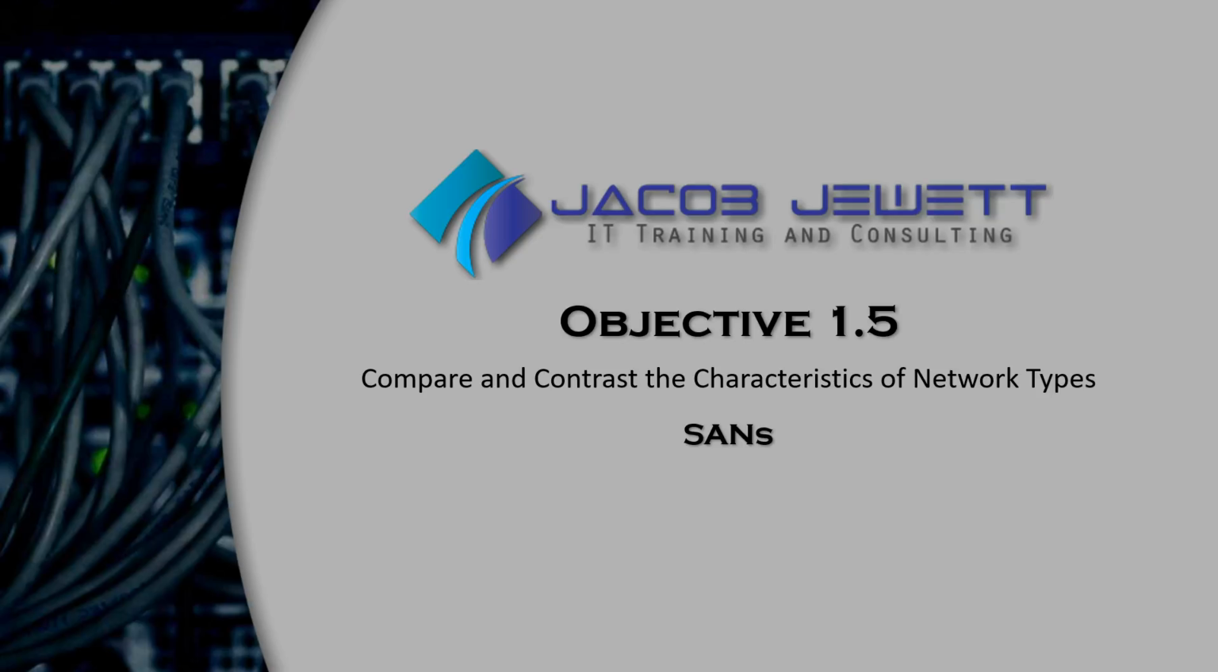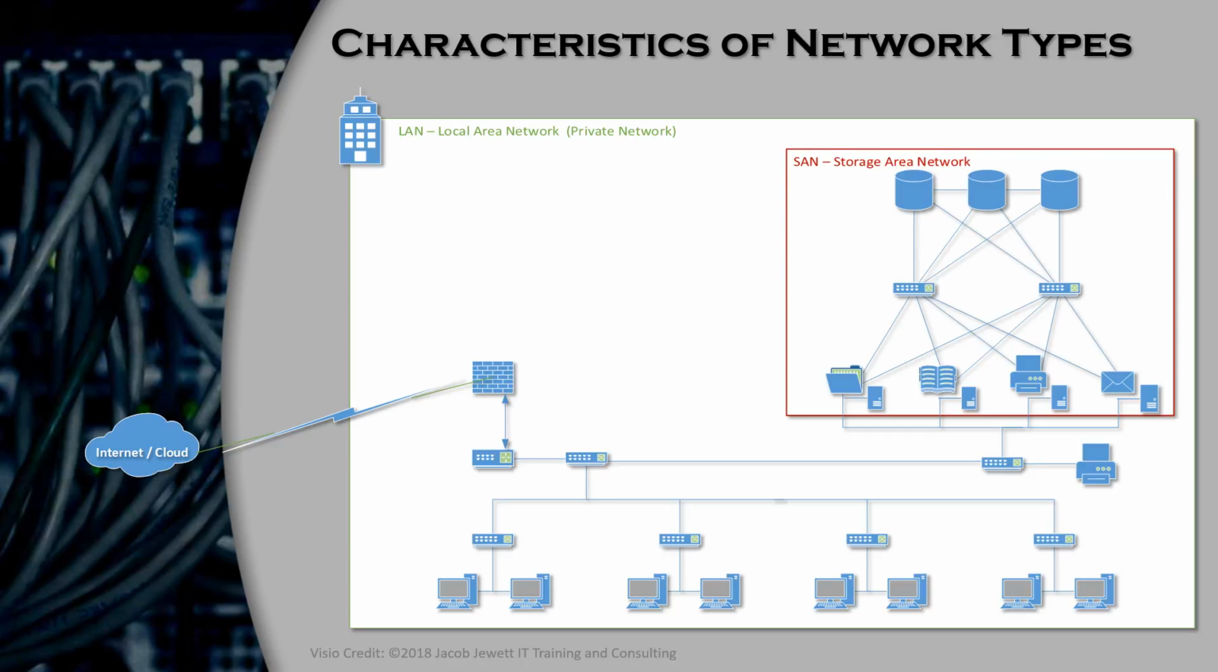And finally, we talk about SANs. SAN is a storage area network. You may notice this diagram from earlier. This was the building that I showed you before. You have your LAN, or local area network, that exists within that building. And we said that this is a client-server setup. So you have your clients down here, and you have your servers up here.